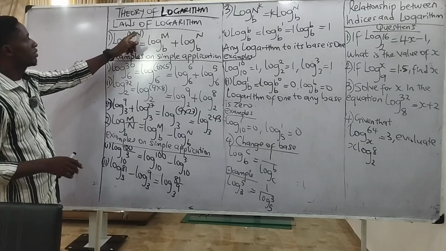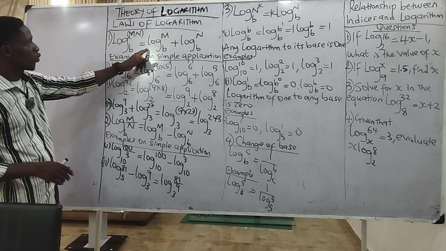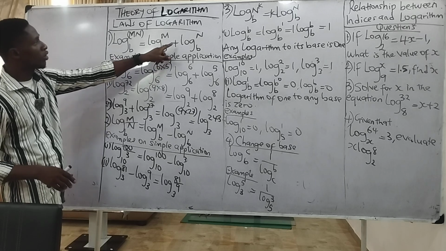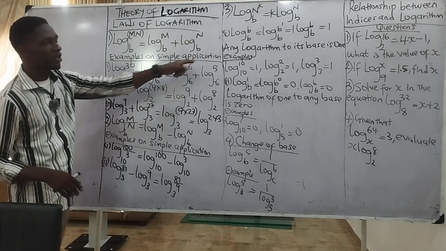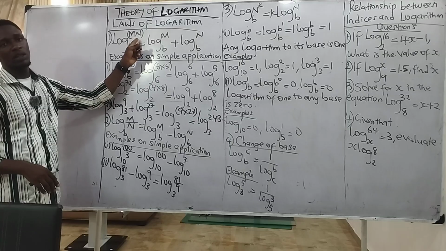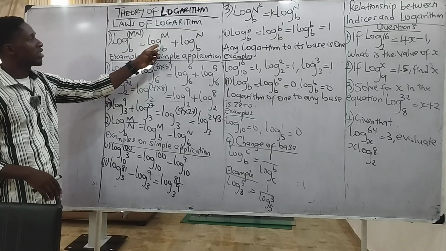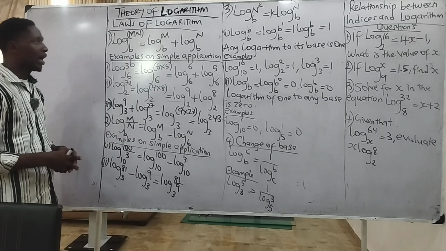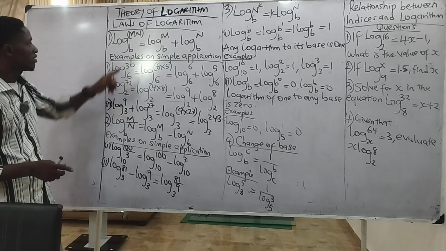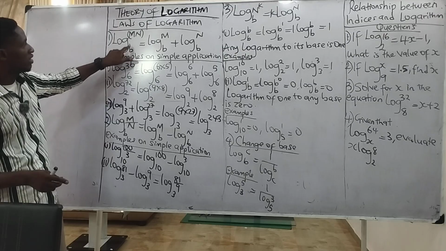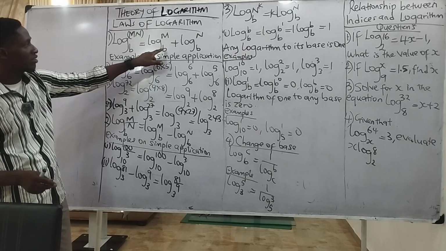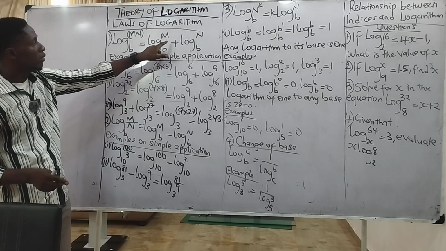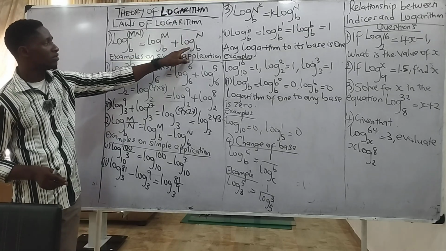Log of m times n in base b is equal to log m in base b plus log n in base b. So when they are multiplying, it means that we are going to split them out by putting your addition symbol, and they must have the same base. You can see that the base here, b, is affecting both m and n. That is why we have log m in base b plus log n in base b.